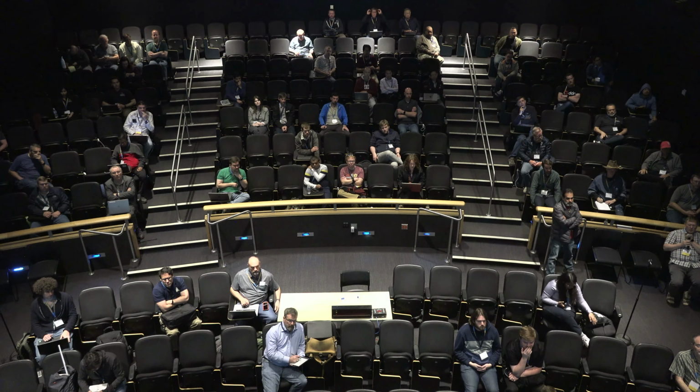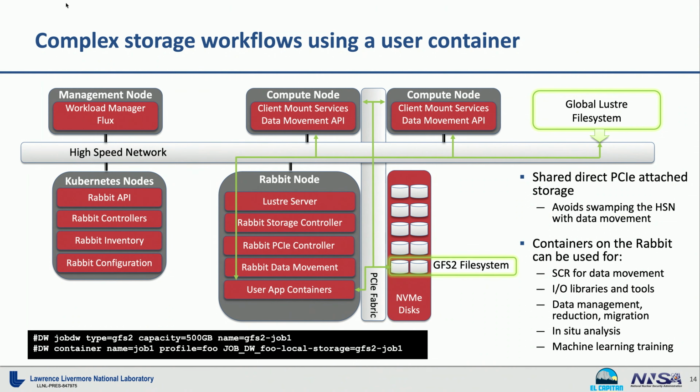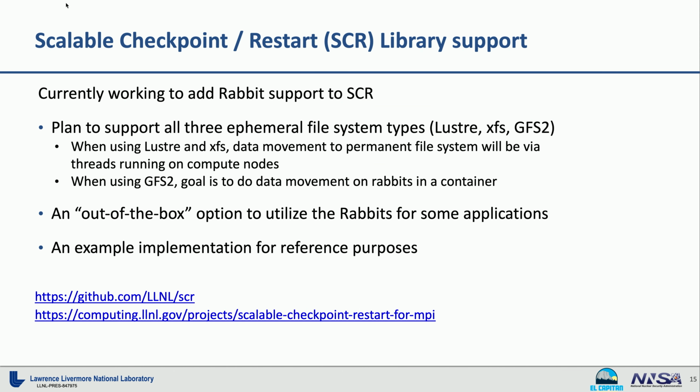So it's absolutely true. One more. So it said go forward one, where it says for the GFS2 node. It's one more forward, maybe. There. So it says when using GFS2, the goal is to do data movement on the Rabbit, but when using Lustre, the data movement will be done on the compute nodes, right? Did I say that somewhere? Well, it says right on the slide. Oh, I'm sorry. Okay, I see what you're saying. Yeah, that's a little bit of a misstatement.